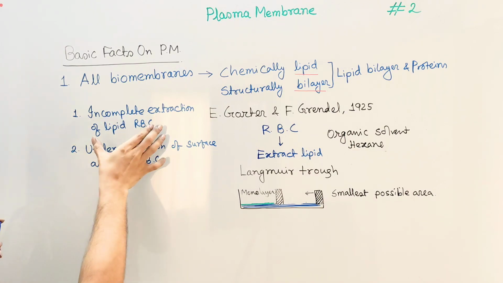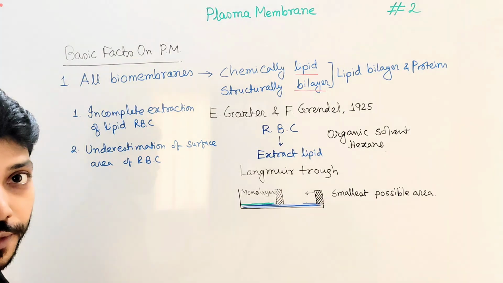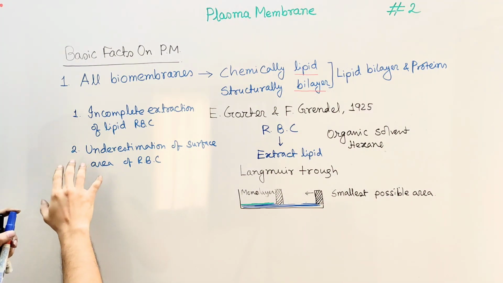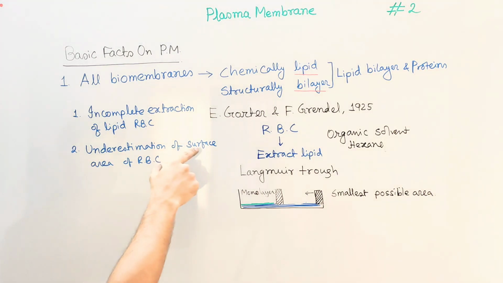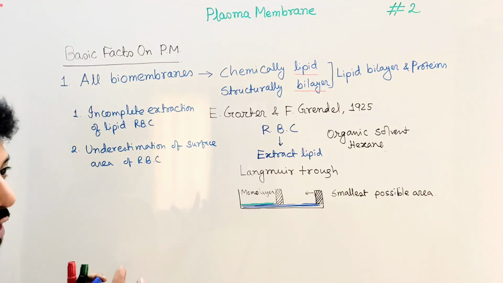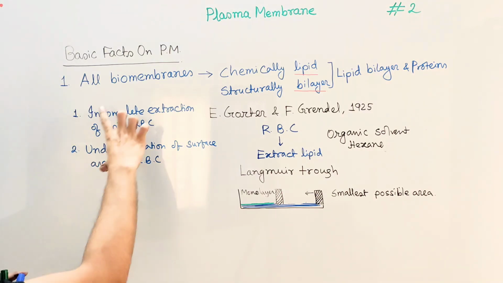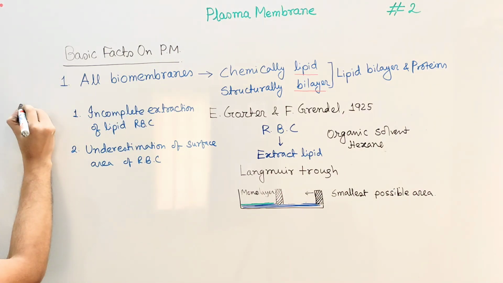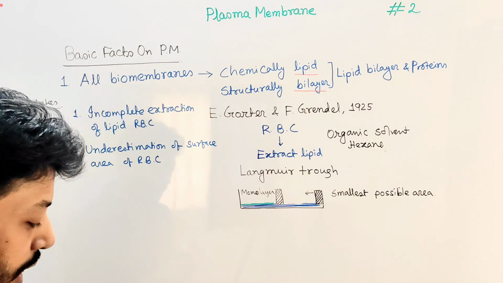They extracted the lipids from the RBC, but incomplete extraction occurred, not complete. And they also estimated the surface area of the red blood cells as less, so an underestimation of the surface area of red blood cells. Now they made a ratio. These are the mistakes they performed, and these two mistakes led to the correct answer.